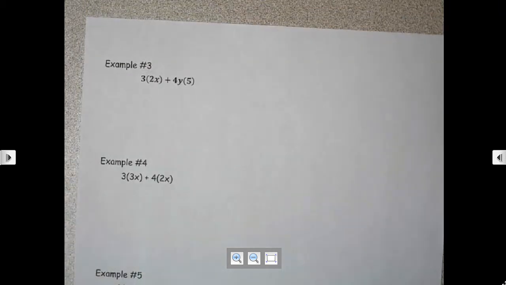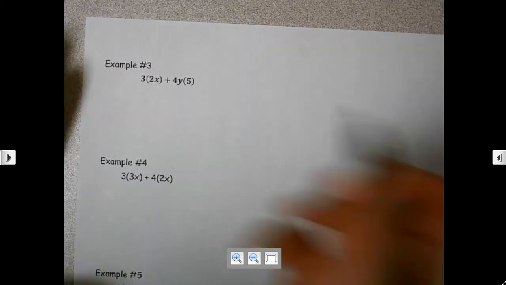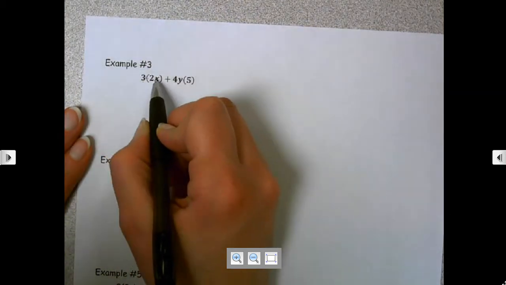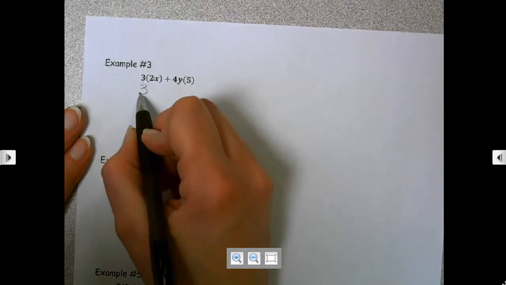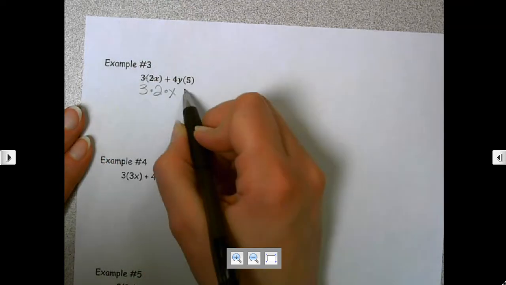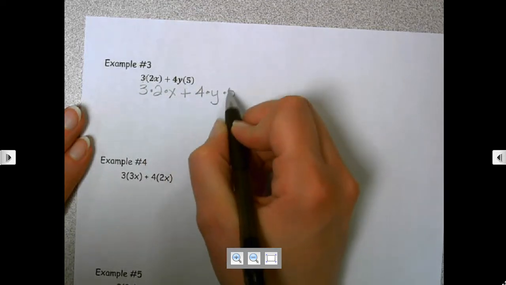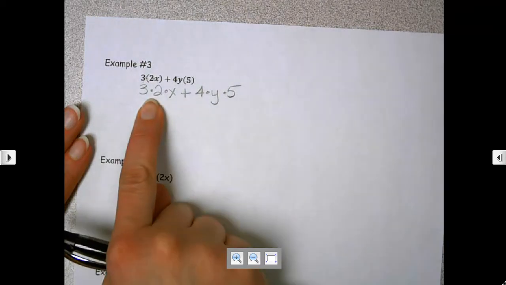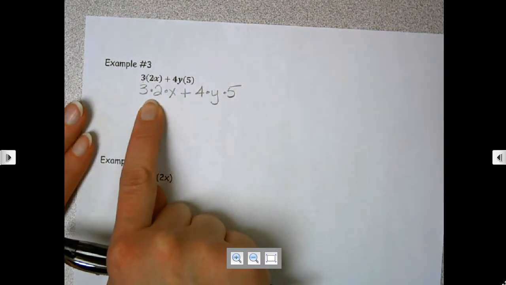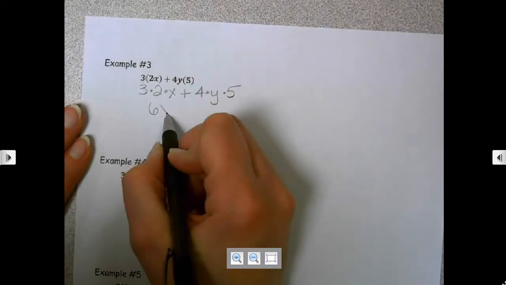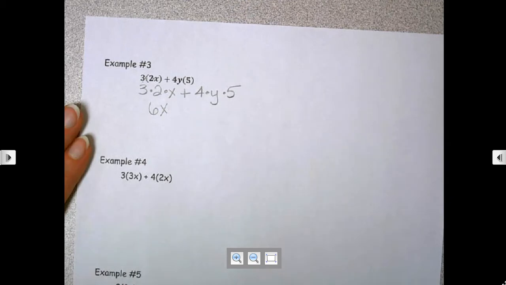Okay. Example number 3, we have 3 times 2x plus 4y times 5. If we take a look at the first part, we notice that we have 3 times 2 times x. I'm actually going to rewrite that to make it a little easier. The second term, we have 4 times y times 5. Now, luckily, the first term has the 3 and the 2 sitting next to each other, so we do not need to use the commutative property. 3 times 2 is 6 times x, so we have 6 x's.